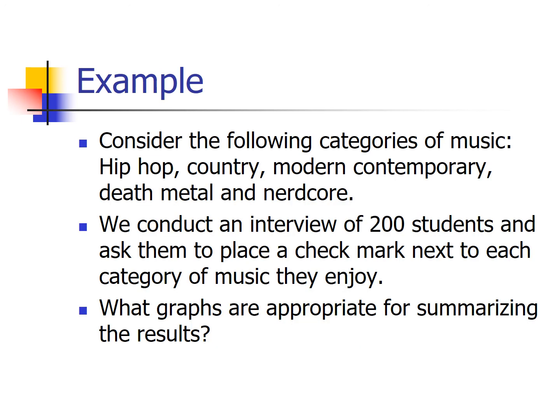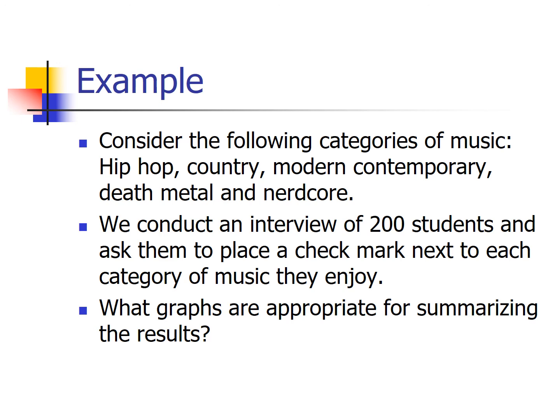Alright, one last example to conclude with, tying together the discussion of bar graphs versus pie charts. So let's say that we have the following genres or categories of music. We have hip-hop, we have country, we have modern contemporary, we have death metal, and of course we have nerdcore hip-hop. So let's say that we conduct an interview of 200 Westchester students. We're maybe going to do an article in the Quad, and we ask them to place a check mark next to each category of music they enjoy.